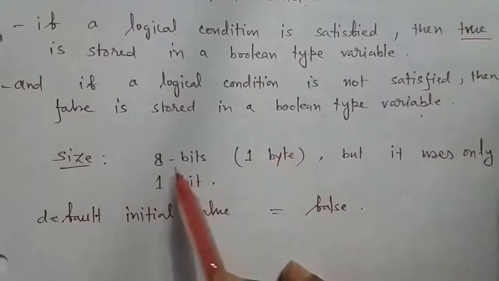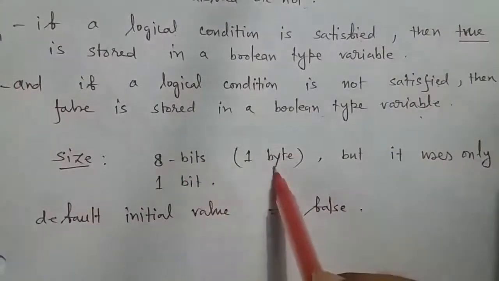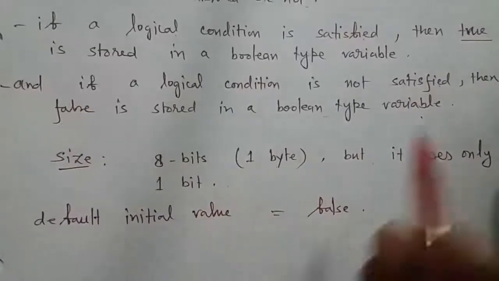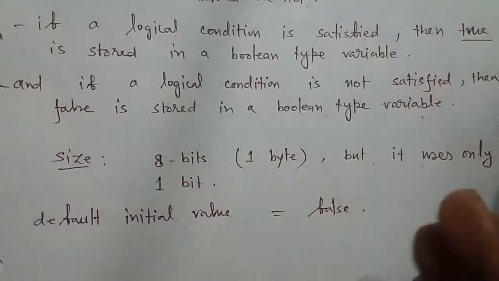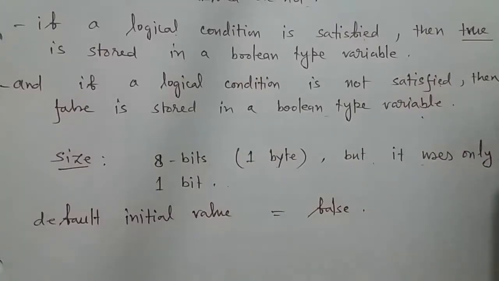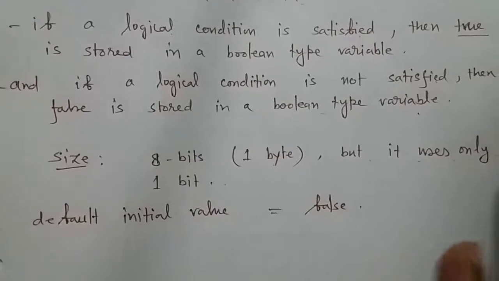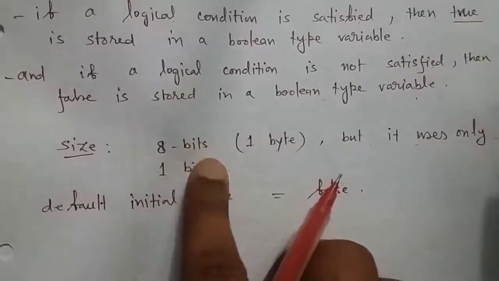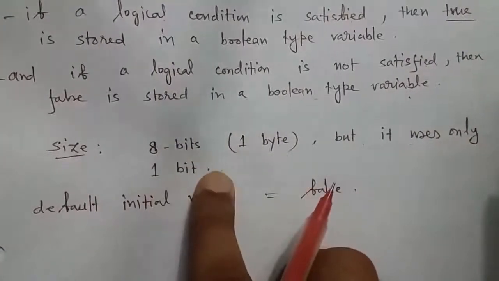Now the size is 8 bits, that means 1 byte, but it uses only 1 bit. As you know, 0 and 1 are called bits. Every binary digit is known as a bit. False means 0 in binary and 1 means true in binary. So if you indicate true, you are storing binary 1 in memory. They need only 1 bit of memory, but 8 bits are reserved in memory. So you must remember this.